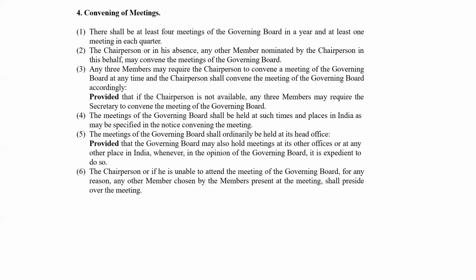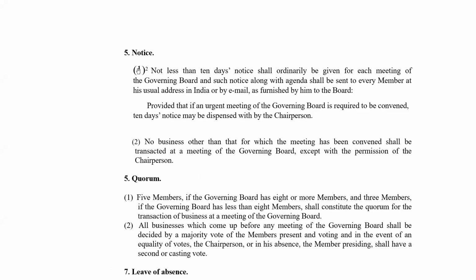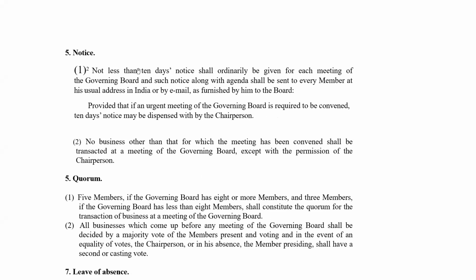ये हो गया। The meetings of the governing board shall be held at such times and places in India as may be specified in the notice convening the meeting. Meetings of the governing board shall ordinarily be held at its head office, provided that the governing board may also hold meeting at its other offices or at any other place in India whenever in the opinion of the governing board it is expedient to do so. The chairperson, or if he is unable to attend the meetings of the governing board for any reason, any other member chosen by the members present at the meeting shall preside over the meeting. ठीक है. नोटिस कितना देना है? Not less than 10 days notice shall ordinarily be given.